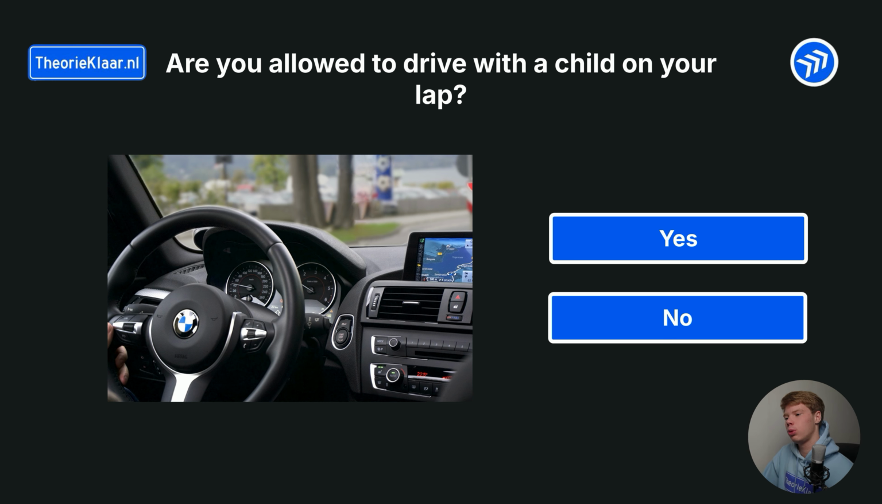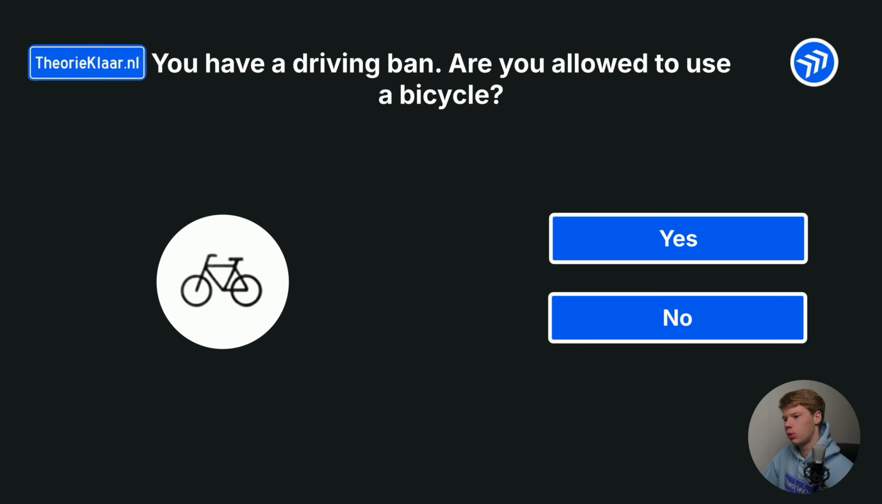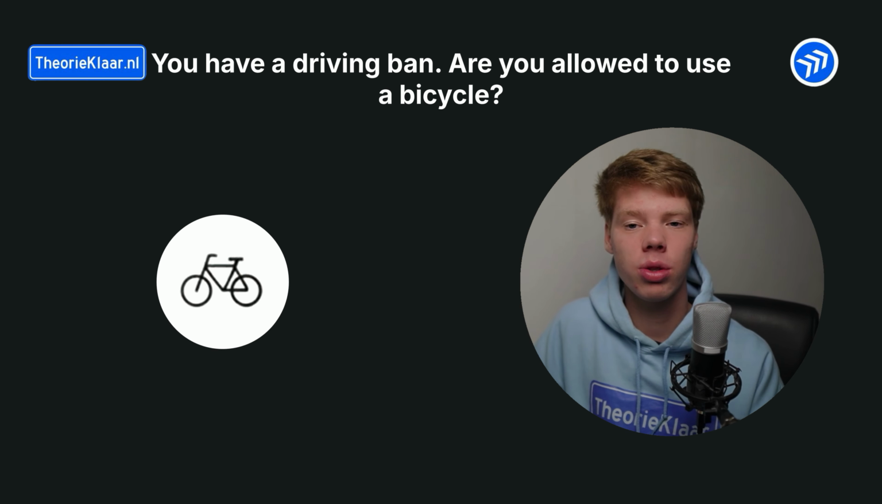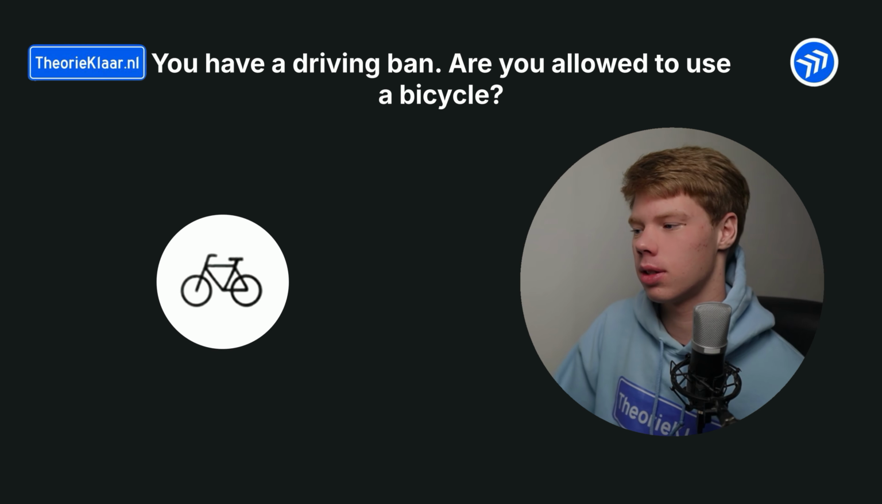And are you allowed to drive with the child on your lap? Yes or no? Then the right answer is no, that's not allowed. You have a driving ban. Are you allowed to use a bicycle? Yes or no? You might think yes, but the right answer is actually no. With the driving ban, you are not allowed to drive any vehicle. So no bicycle, no moped, no motorcycle, nothing. And with the driving ban, you are also not allowed to take driving lessons.